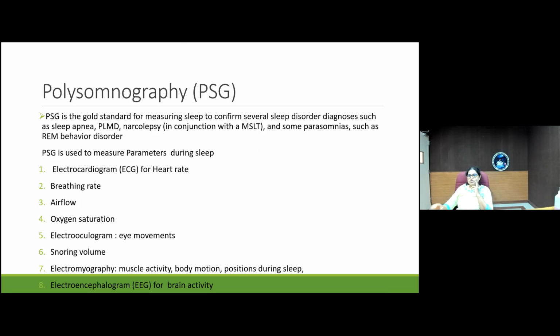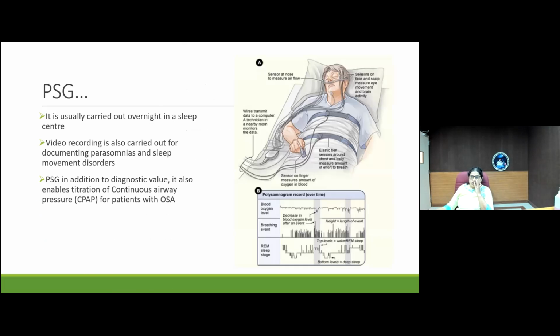Next is the polysomnography. As we have discussed over the last many slides about clinical presentations, polysomnography is almost considered the gold standard for diagnosis of many sleep disorders. So what does polysomnography do? As you can see in this picture, polysomnography measures the airflow. It has EEG scalp leads to measure the brain activity.